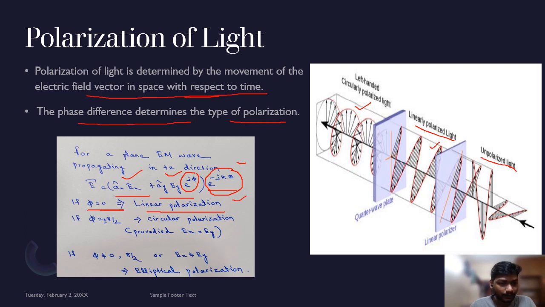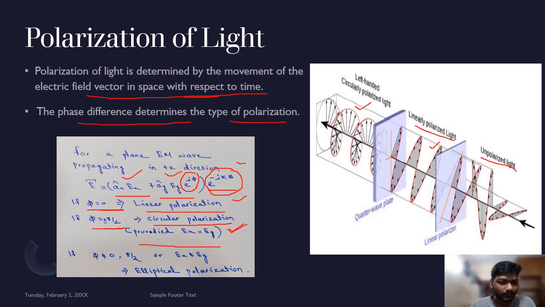Second thing is phi equal to plus or minus pi by 2. This is circular polarization, provided one thing we have to note: if we see the phase difference is equal to pi by 2, we should not conclude that this is circular polarization. You have to know that it is provided Ex should be equal to Ey. In that case, this will be circular polarization, because the radius in a circle should be equal, so Ex should be equal to Ey.